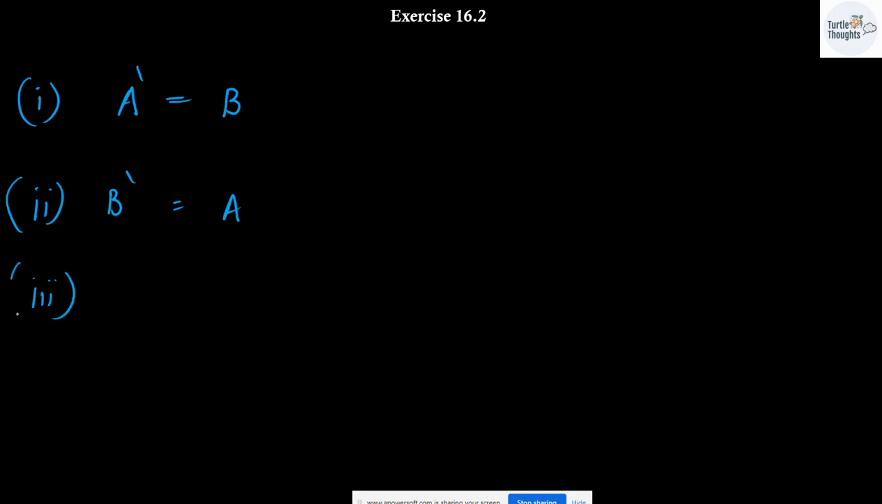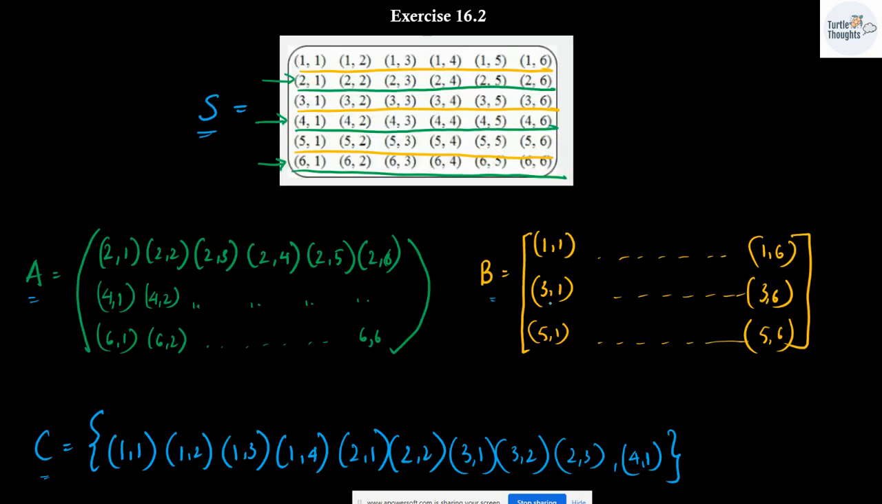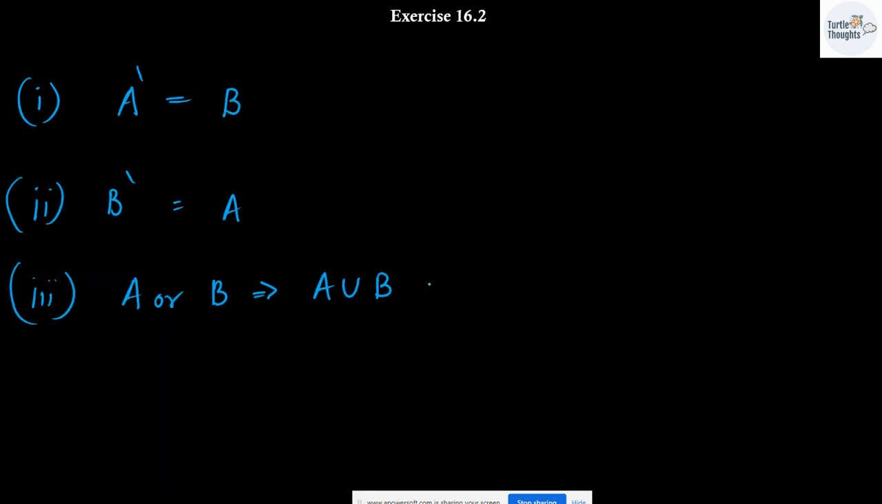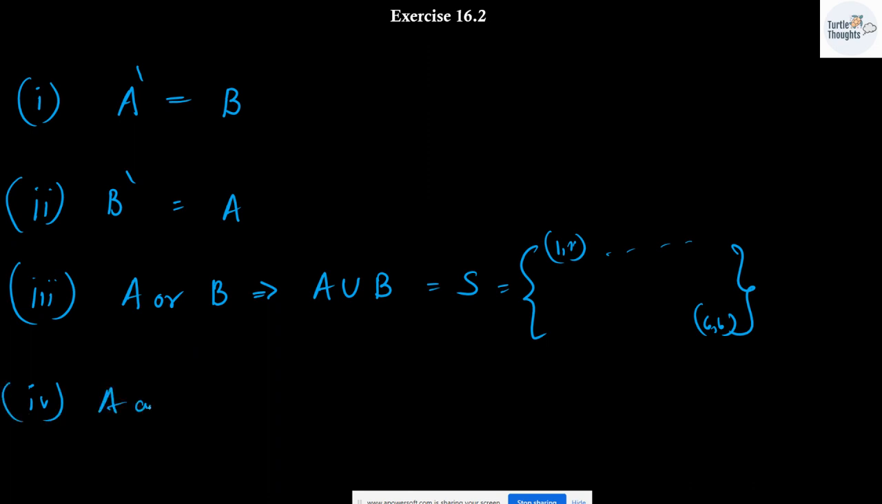Writing the third one, A or B. Mathematically I can write this as A union B. All the elements in A, all the elements in B. If I take all the elements in A and all the elements in B, then I will be getting the sample space itself, which is going to be equal to the sample space. You can write down the sample space over here, starting with 1 comma 1 till 6 comma 6. Next, the fourth one is A and B.